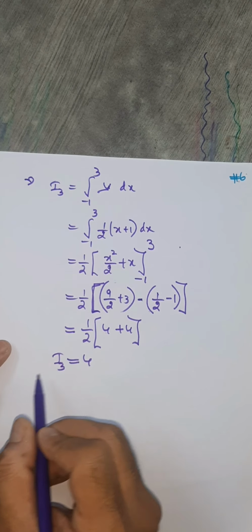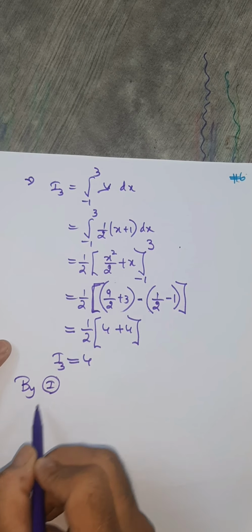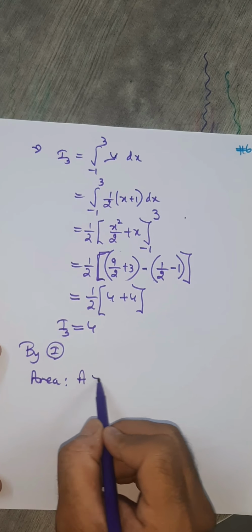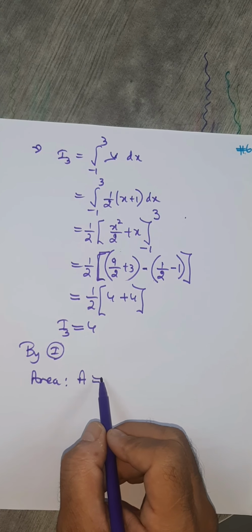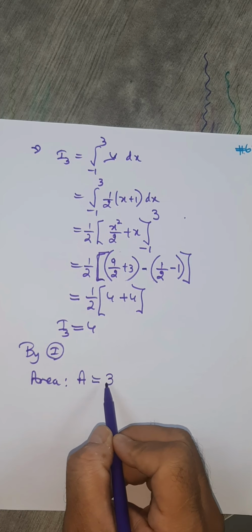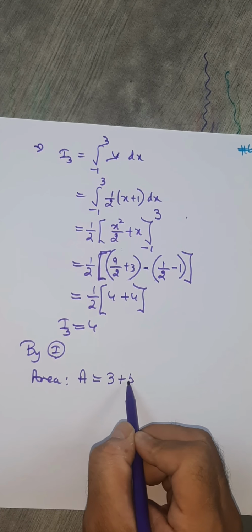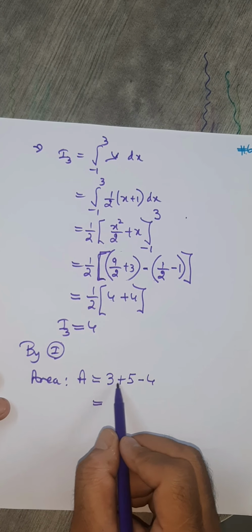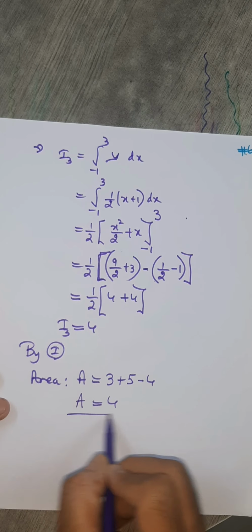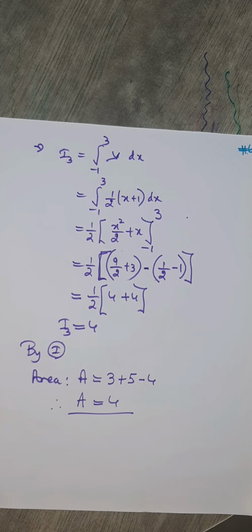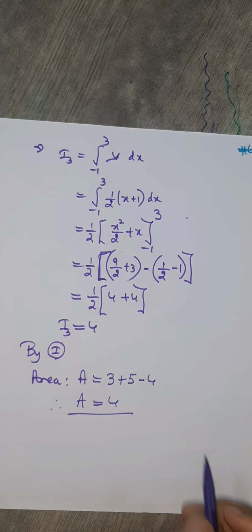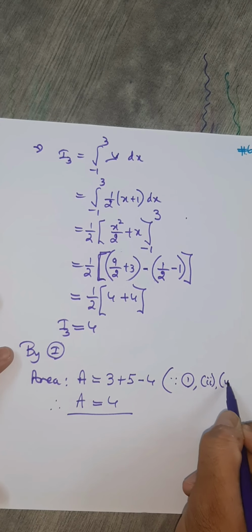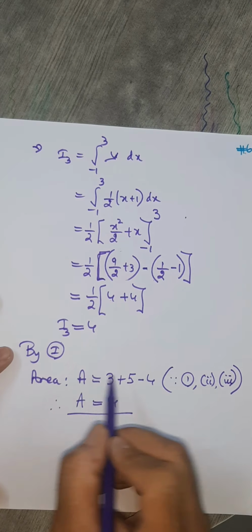This is I3. So therefore the area A equals to, first is how much? The first area is 3, then you have plus 5, and then minus 4. So 8 minus 4, the area equals 4 units, remember. So here just you can write by 1, 2 and 3. You can call this as 3 equations. Okay, you can call this as 3.